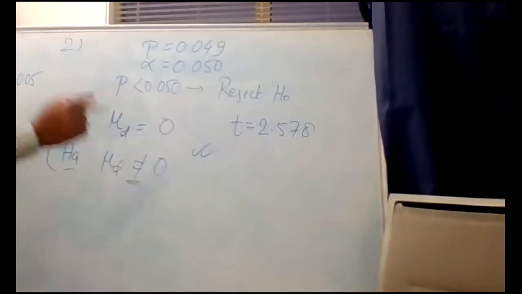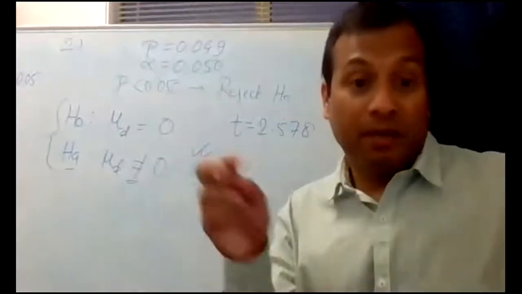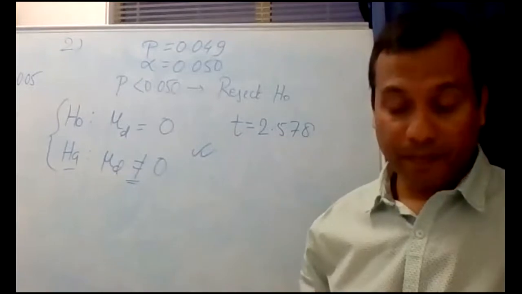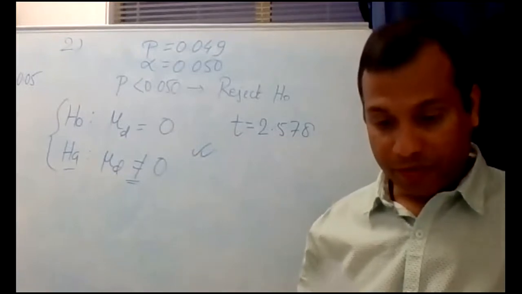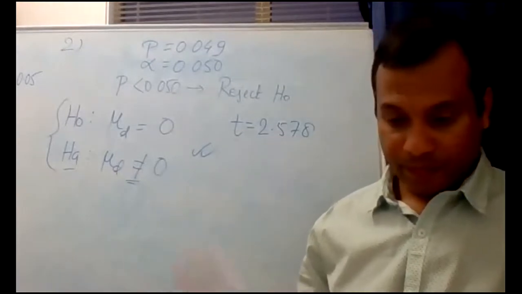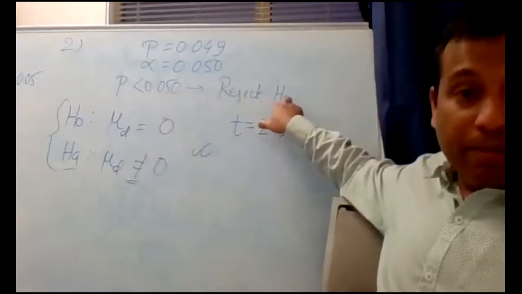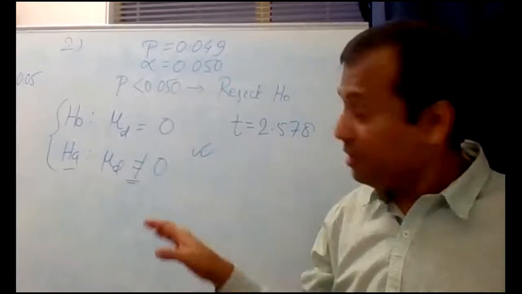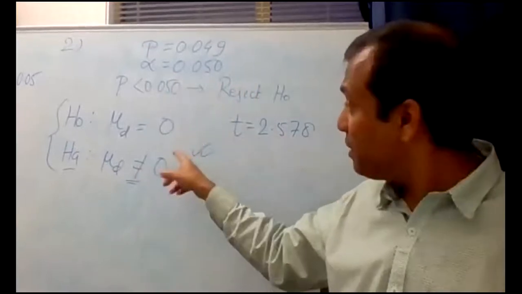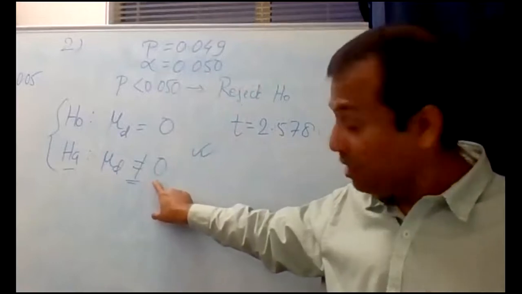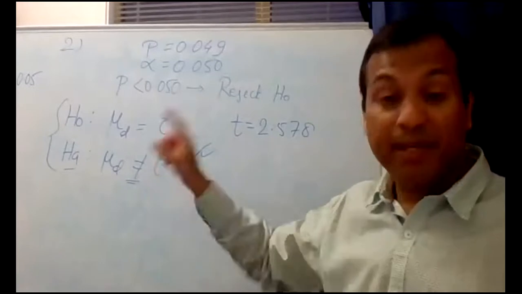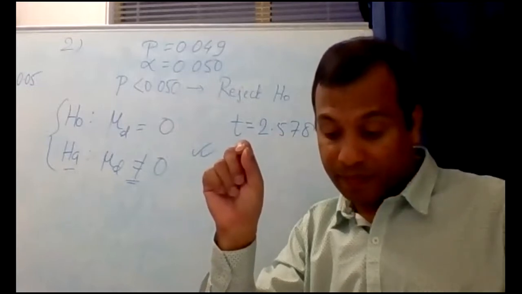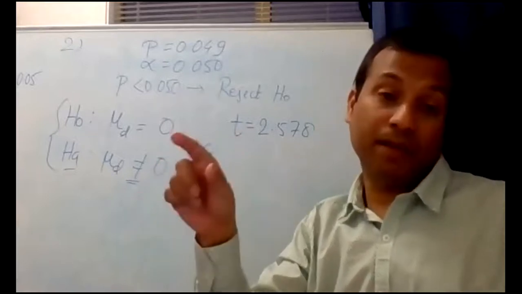The alternative says there is a difference between the number of words spoken by male and female in a couple. Exercise number 4. So you will reject the null hypothesis because the p-value is less than alpha. You will say we reject the null hypothesis H naught and conclude that there is a mean difference in words spoken by male and female in a couple. That's it.